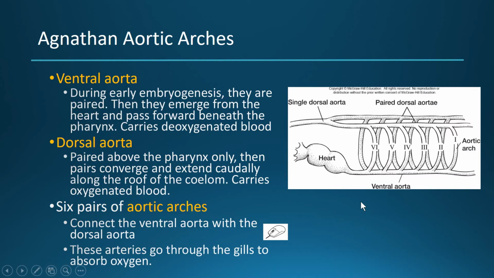Okay, in terms of the agnathan aortic arches, again, you've got ventral arches and they go up through. If you hadn't guessed, they're going through the gills so they can get oxygen and then coming back out. And so obviously the embryonic tissues would be coming from those pharyngeal pouches. In agnathans, as I mentioned, there are 6 pairs of these.